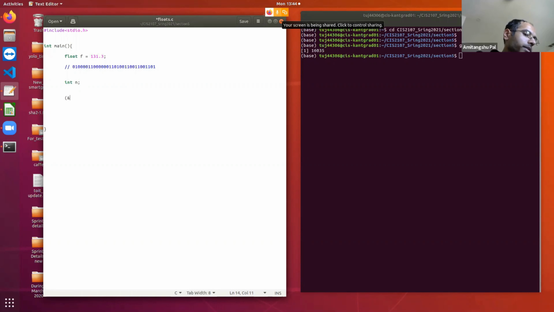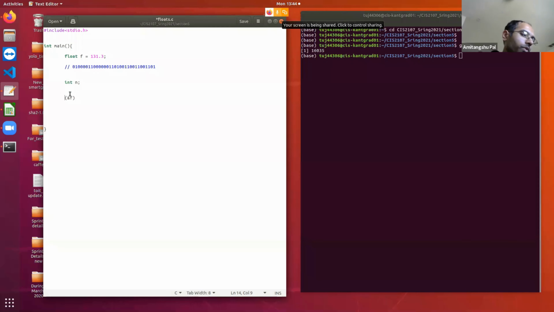If I write ampersand f, what does this mean? Ampersand f stores the address where this bit pattern is stored, right? Ampersand f stores the address of the location where this bit pattern is stored. Or I can also say that ampersand f is the pointer that points to this location. So ampersand f is the floating point pointer that points to this location where this bit pattern is stored.